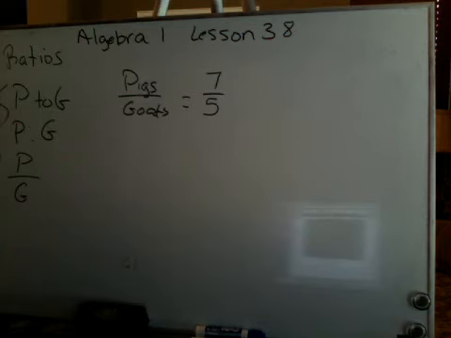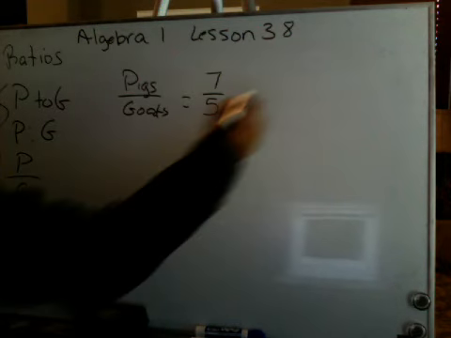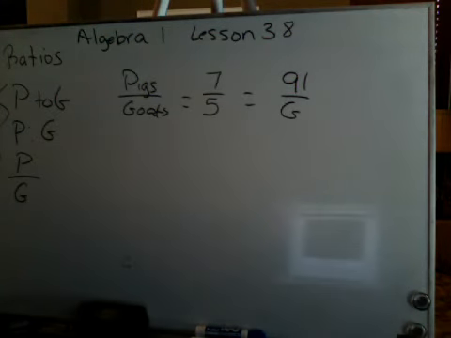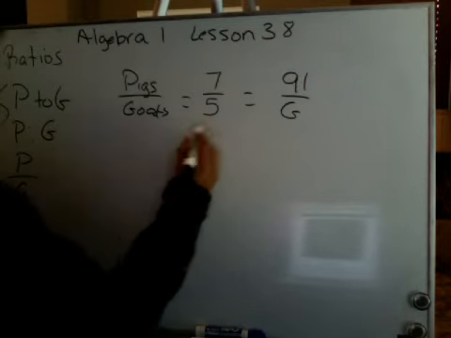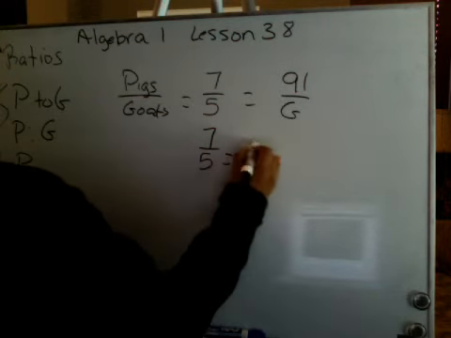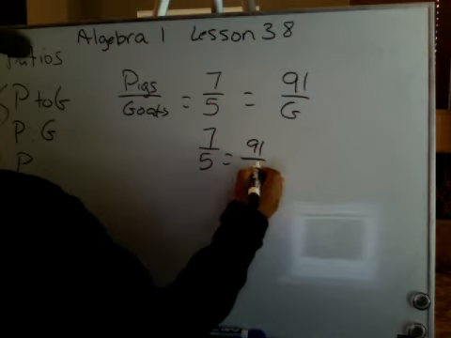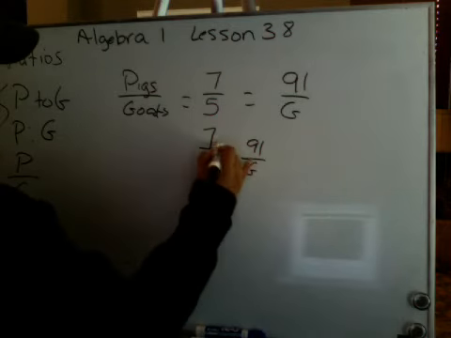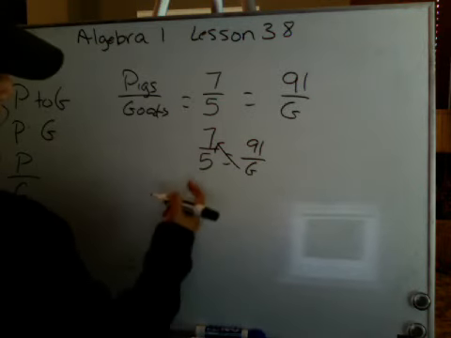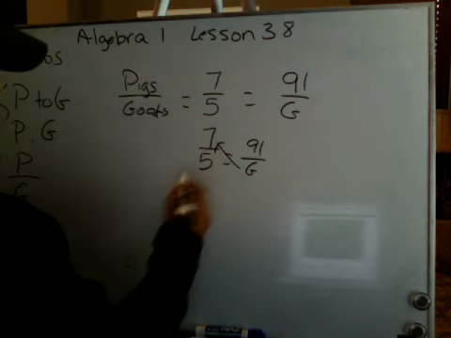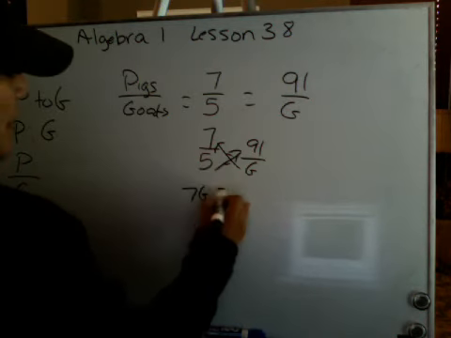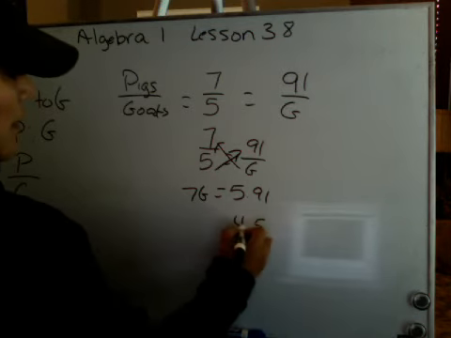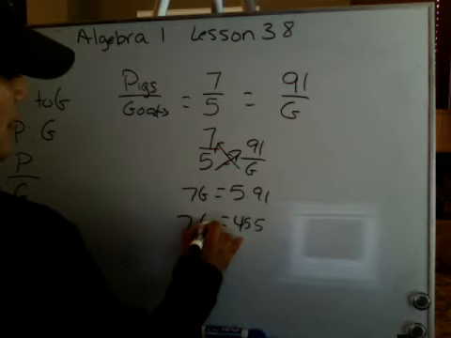It said if there were 91 pigs, how many goats? So can we find that? Yes, we could simply put 7 to 5 equals 91 over g. Now we can use cross multiplication to solve this. So I always start from the bottom and go up. It doesn't matter. You can go down. It really doesn't matter, but I just like to stick one way. 5 times 91 equals 7g.